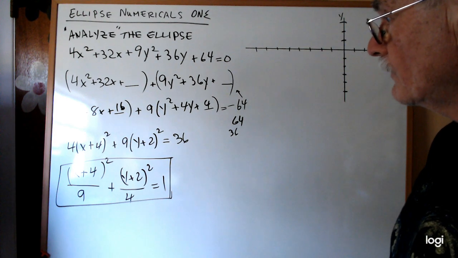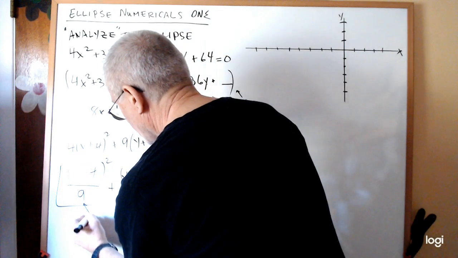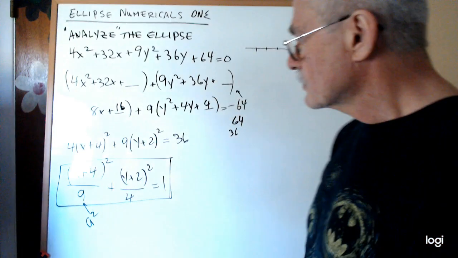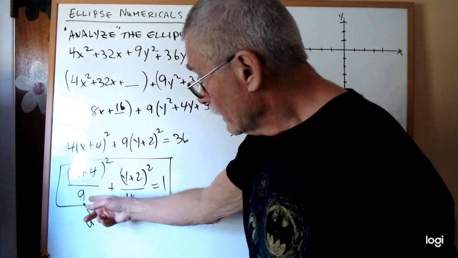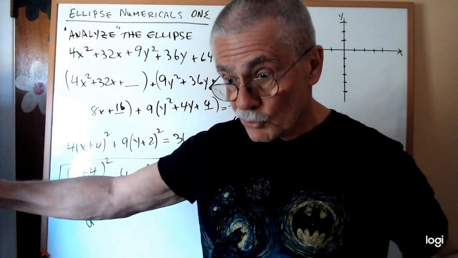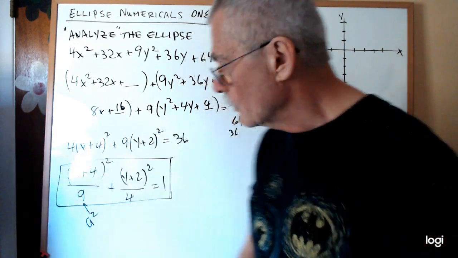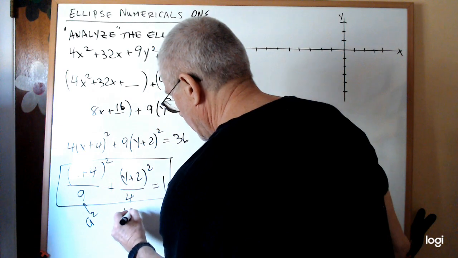Well, first off, you know this is your a squared because the greater value is the a squared. So the greater value goes with the x, so this is going to be horizontally squished or pressed, so it's going to be a type 1, and this is our b squared.